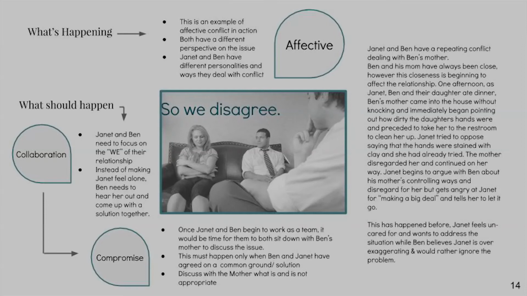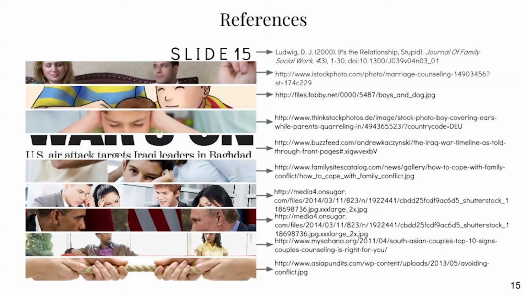What should happen, and the best way to resolve this issue, would be a collaboration between Janet and Ben. They should focus on the we of the relationship instead of Ben making Janet feel alone and as if she's not being heard in the situation. Also, once that happens, there could be a compromise between Janet, Ben, and his mom, because his mom's not going anywhere. And once that discussion is made, they can compromise on what is in line and out of line for Ben's mom to say.